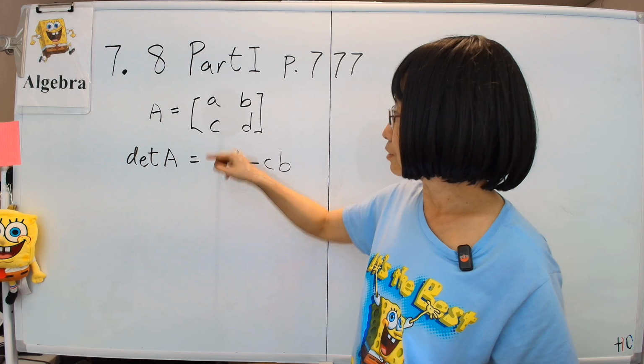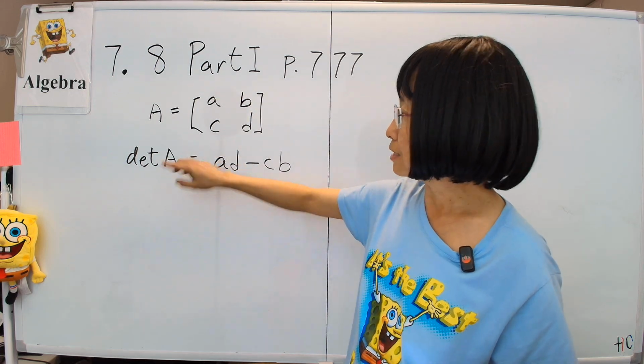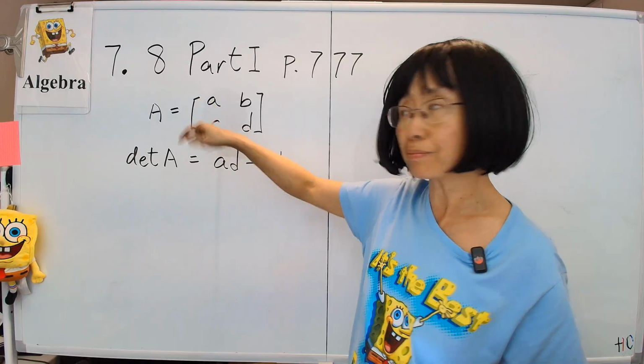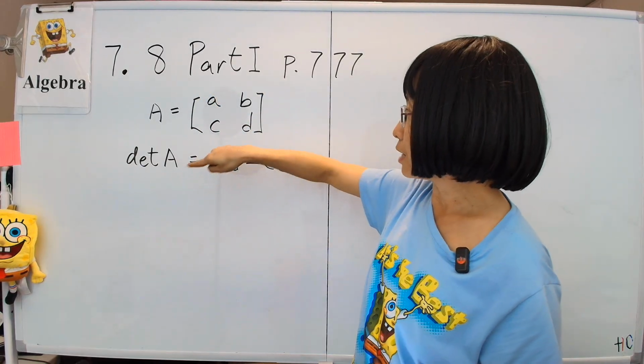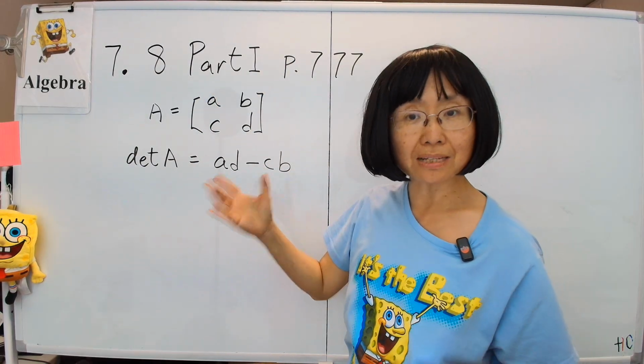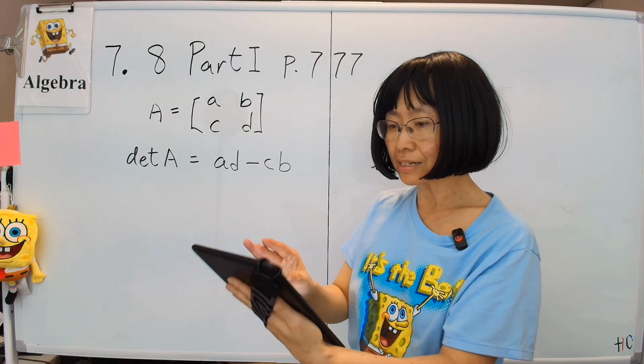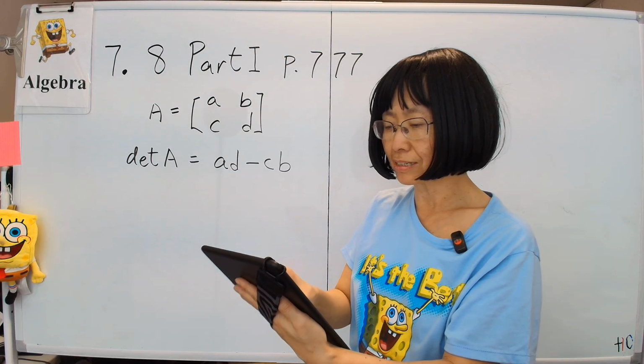Okay, so the determinant, you have to memorize this. The determinant of a 2 by 2 square matrix is AD minus CB. It's just something that you have to cram in. Okay, so let's look at example 1. Turn to the next page.